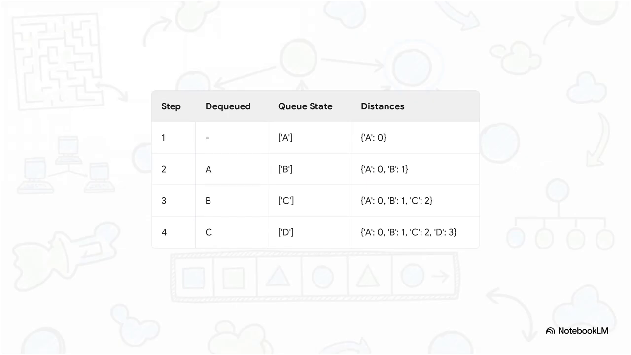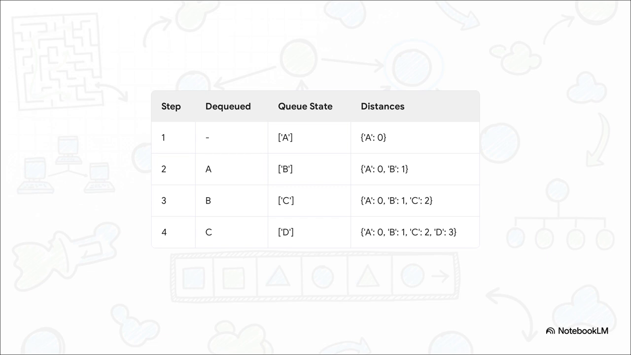Let's just trace this on a simple path from A to D. We start by putting A in the queue. In our first step, we pull A from the front and we add its only neighbor, B, to the back. In the next step, we pull B and add its neighbor, C. You see the pattern here? The queue always holds the nodes on the current edge of our ripple, and our distance map gets built up perfectly, 1 layer at a time.